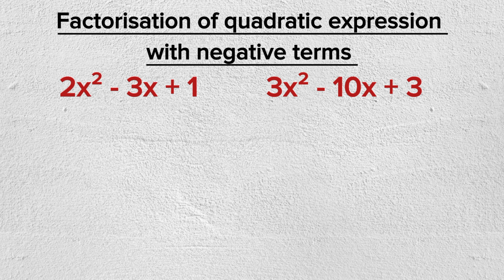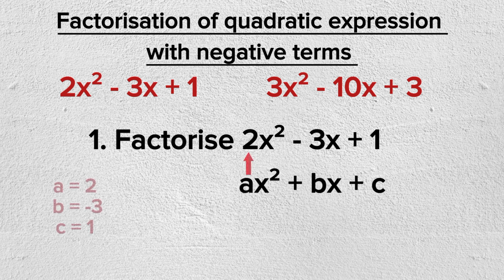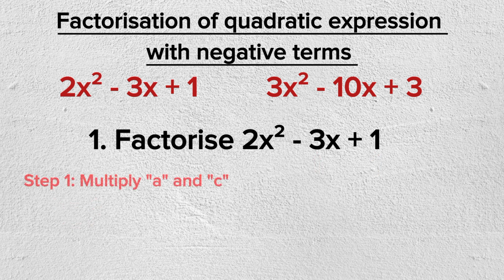Let's get started. Example 1. Factorize 2x squared minus 3x plus 1. Here the quadratic expression is in the form ax squared plus bx plus c, where a equals 2, b equals minus 3, and c equals 1. Step 1. Multiply a and c. That is 2 times 1 equals 2.